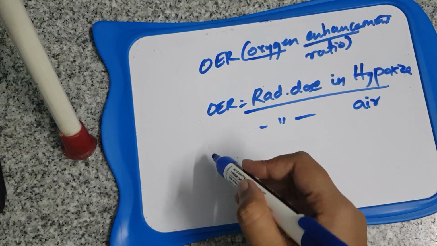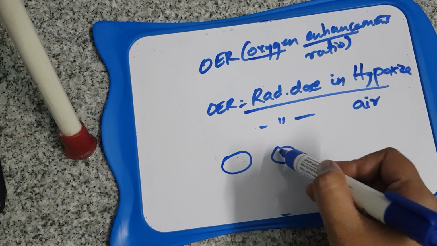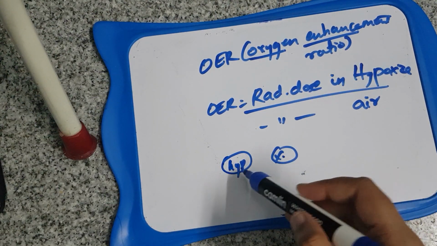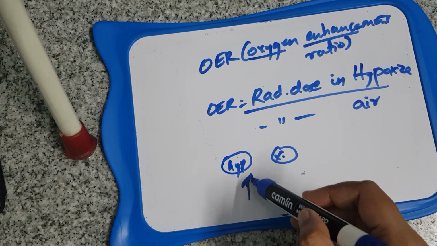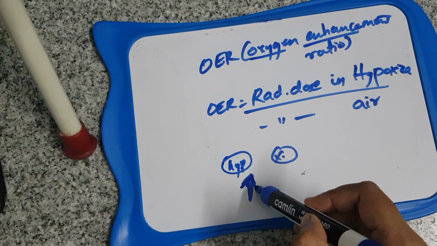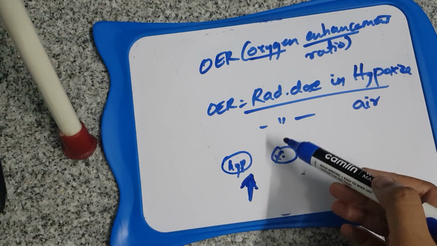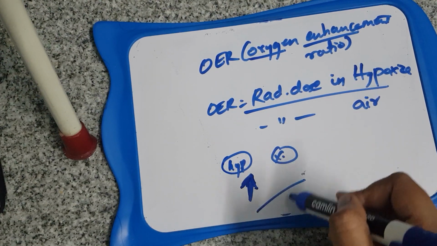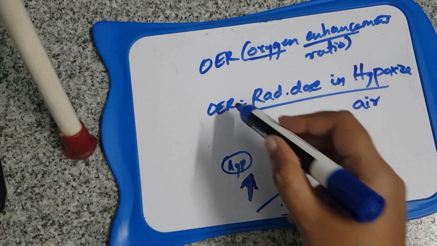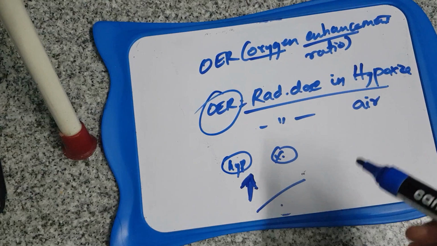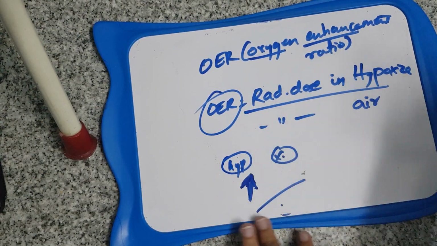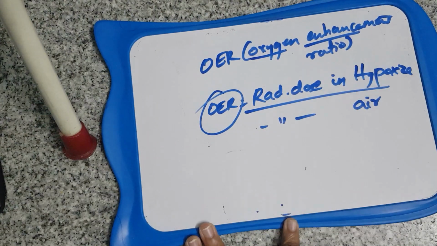Okay, so if there's a hypoxic cell and an oxic cell, how much more oxygen is required for the same effect to be produced by the same radiation? That is the oxygen enhancement ratio. Again, using the same common sense like I discussed earlier.